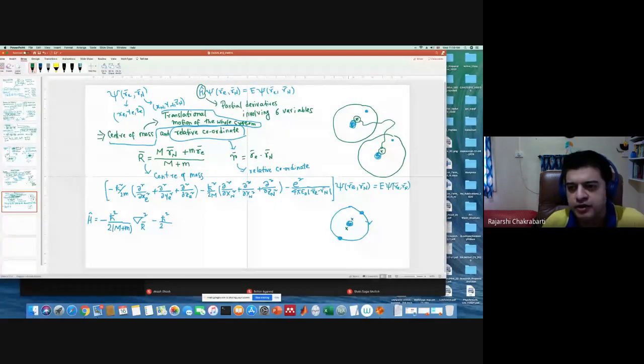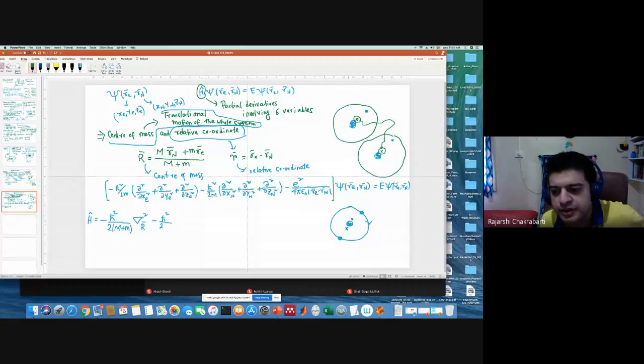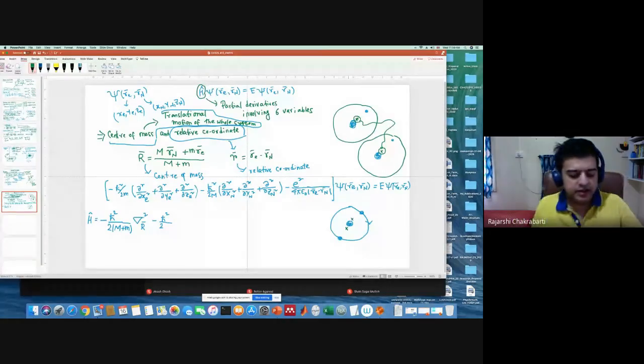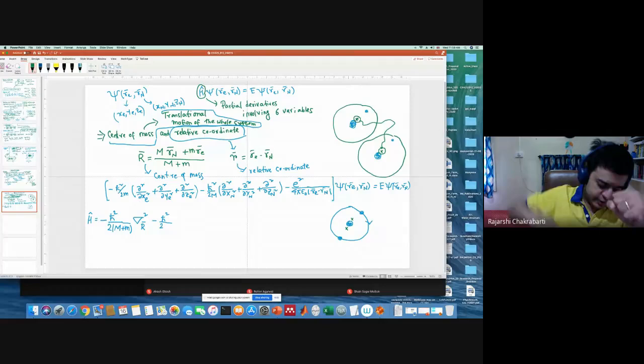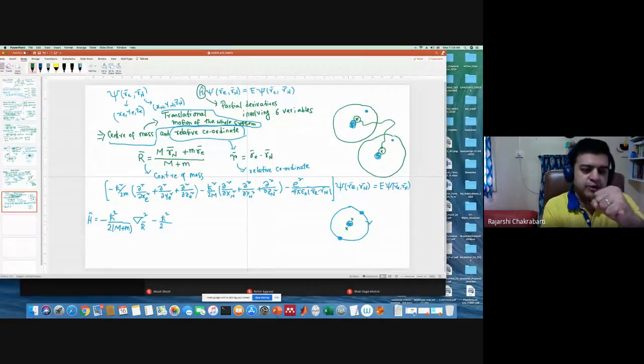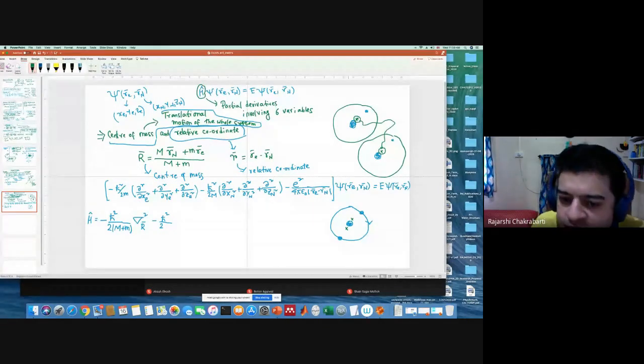For the system, I'm talking about the different snapshot. I'm not looking at the whole motion of the system, but within the system, if the nucleus is here, if the electron is here, the center of mass is here. But when the electron is on the other side, the center of mass would be here. So center of mass is going to change. So your mass cannot be center of mass in this case when you talk about relative coordinate.